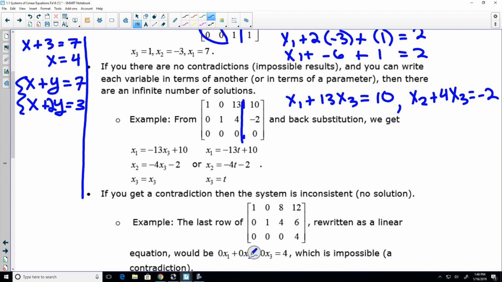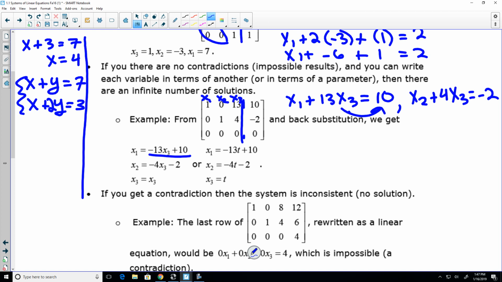So how do you deal with those infinitely many solutions? Well, I can see that both of these equations depend on x3. See that? So I'm going to solve both of them, one for x1, the other one for x2, and they're both going to be equations in terms of x3. So the solutions x1, x2, x3 are ordered triples in this case. So I'll write out my solutions. I solve for x1, so I move this term to the right side, so I get negative 13x3 plus 10.